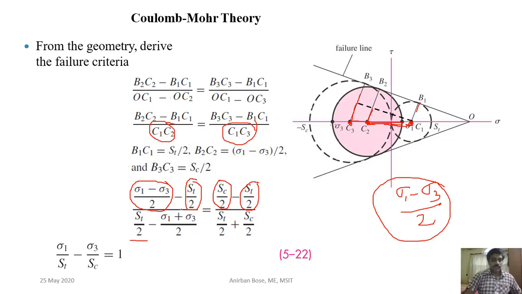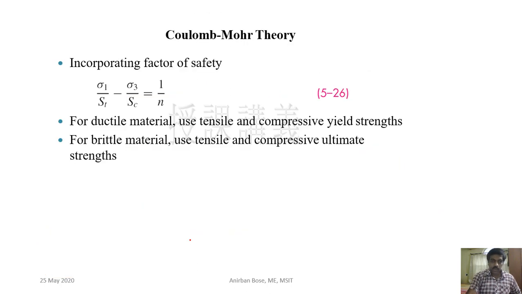If you simplify this expression, you will finally get sigma 1 by ST minus sigma 3 by SC is equal to 1. If you incorporate the factor of safety, then instead of 1 you have to write 1 by factor of safety. For ductile materials where tensile and compressive strengths are different, we use their separate yield strengths for compressive and tensile strengths.